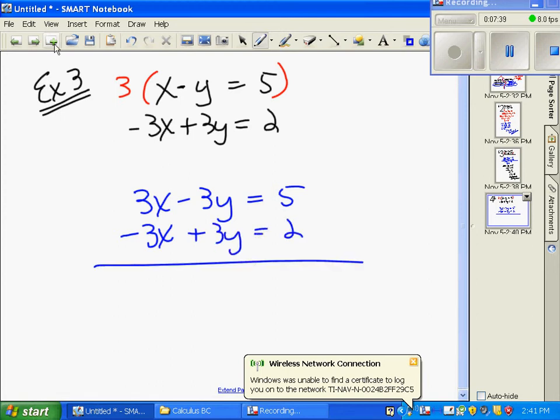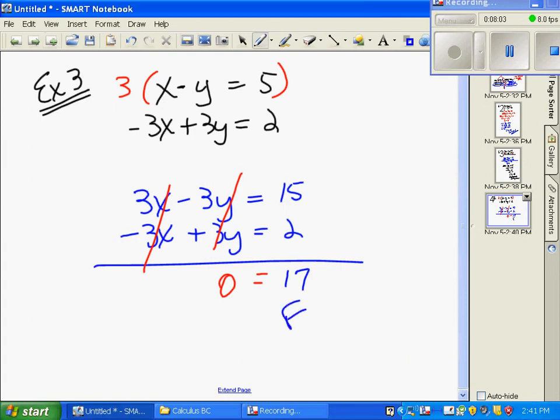When I add these together, what happened is not only did I eliminate the x, but I eliminated the y. So now I got to look and see, do I have a true or a false statement? Well, everything canceled out on the left side. And on the right side, wow, I made another mistake. I'm going to have to pay attention here. Okay, 3 times 5 is 15, plus 2 is a 17. So I look at that, and that is a false statement.